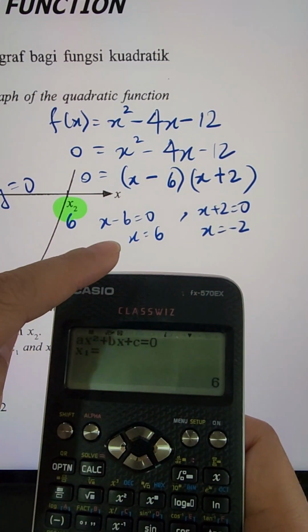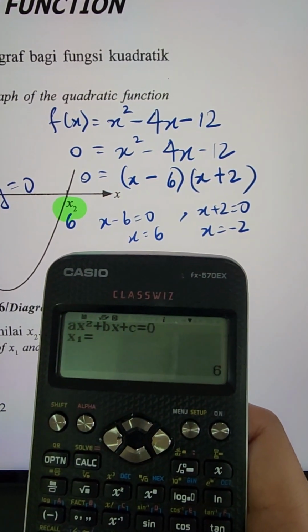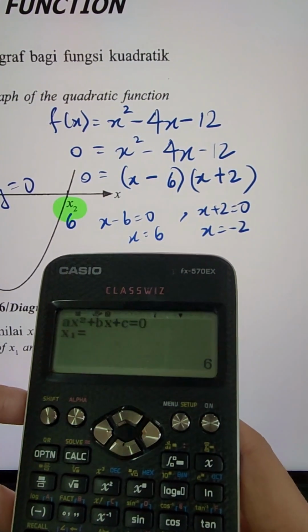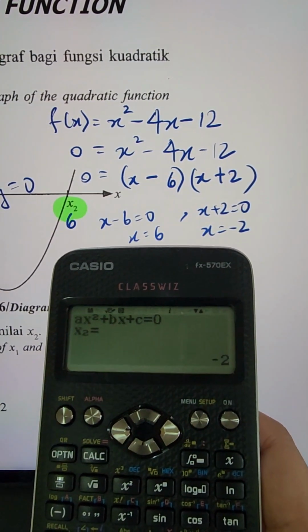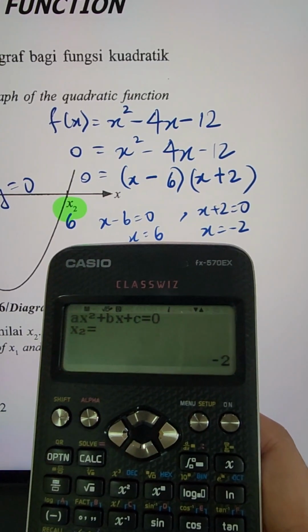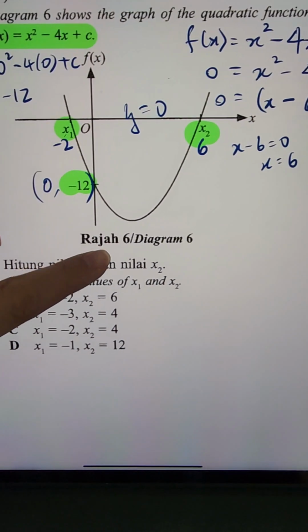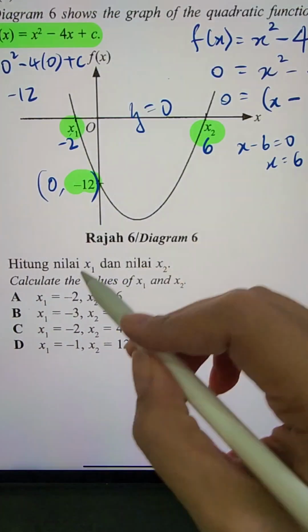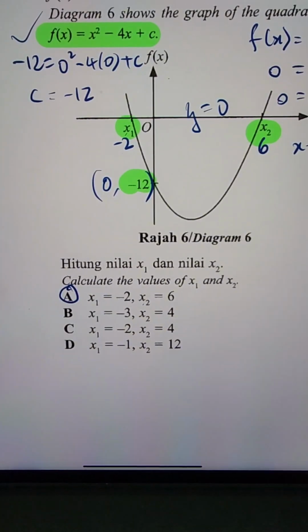Just now you got x is 6, right? Yay! It's the same as the answer in the calculator. x is 6. Press equals again to get a second answer. So x is negative 2. Yay! So we got the answer already, and you confirm your answer is 100% correct. Now, let's go back to the choices. 6 and negative 2. Is there any answer? Negative 2, 6. We got the answer already, and the answer is A.